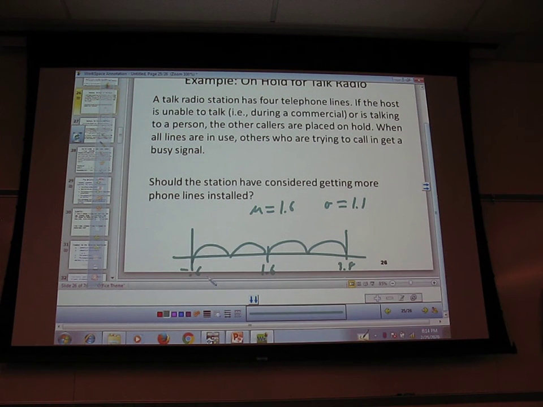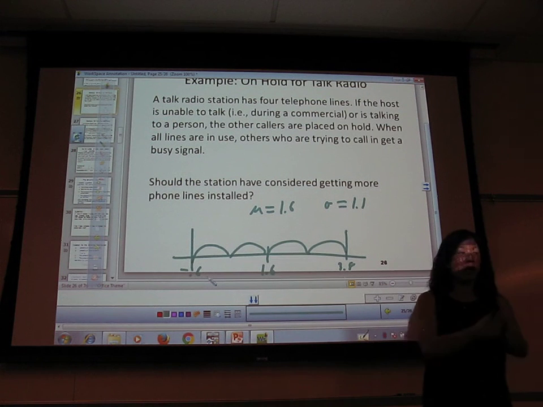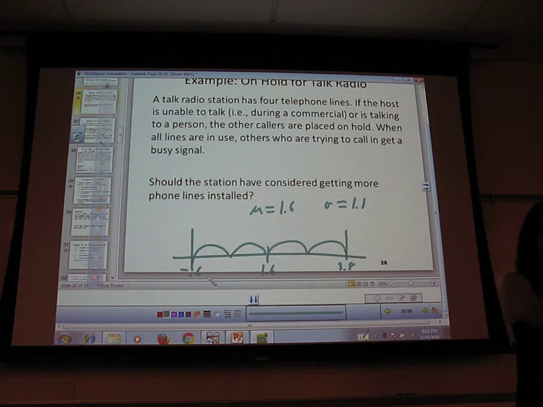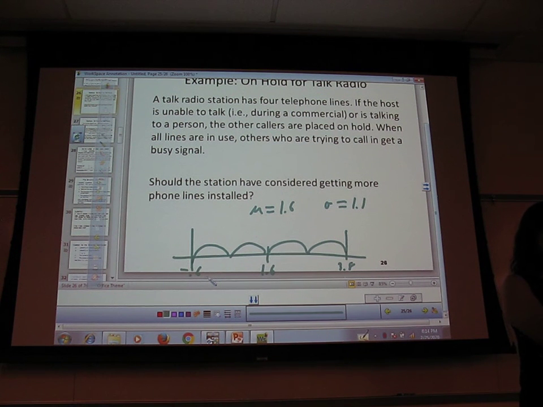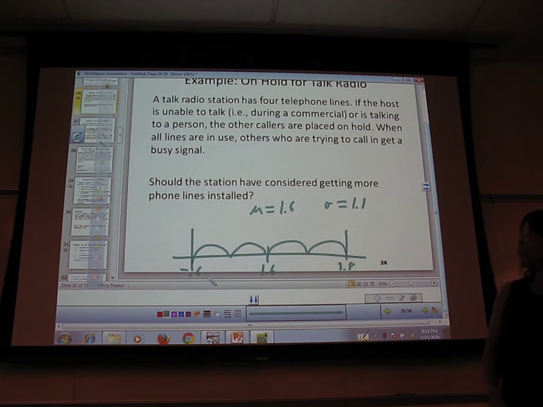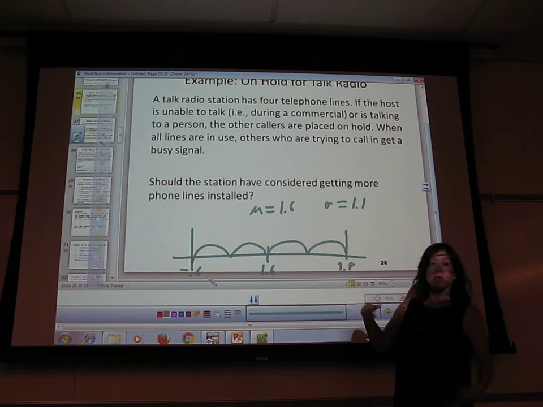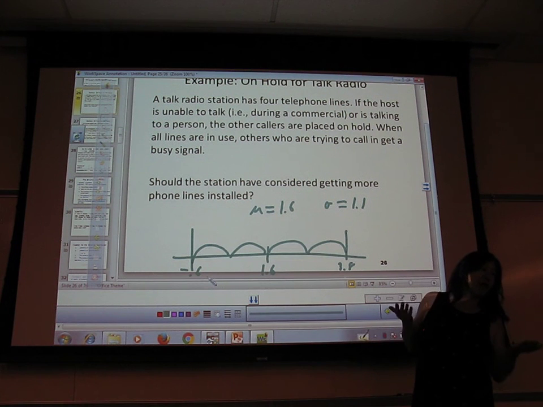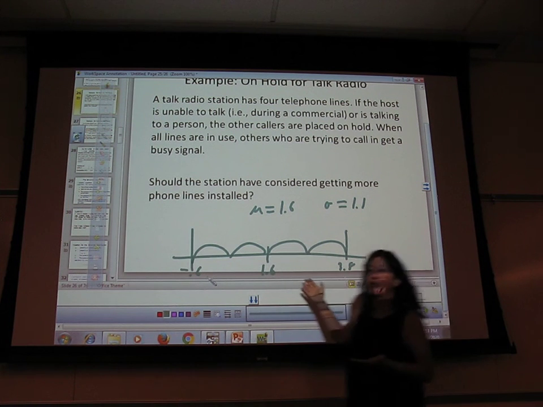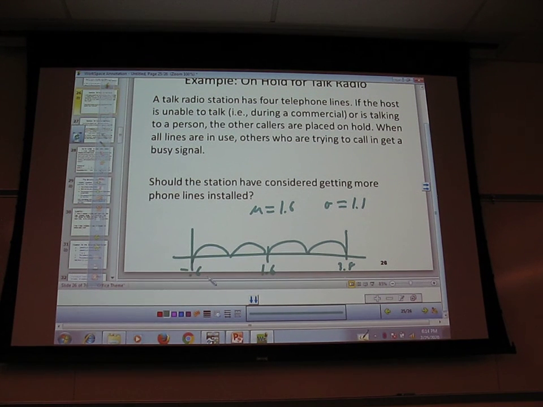Typically, most of our data lies within how many standard deviations of our mean? 2. So if I go 2 standard deviations this way, I'll have 1.6 minus 1.1 minus 1.1, I'll get to a negative number, so basically 0, because you can't have negative callers. If I go 2 standard deviations the other way, plus 1.1 plus 1.1, I'll get to 3.8. So typically I'm going to have between 0 and 3.8 callers. Is 4 phone lines enough? Yeah. It should cover our typical values.